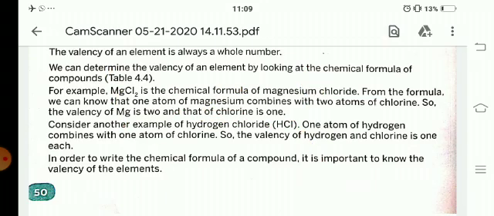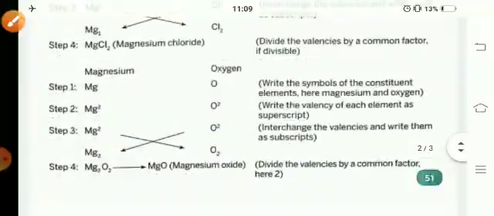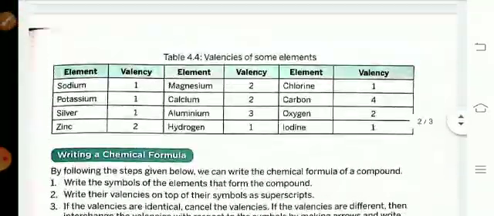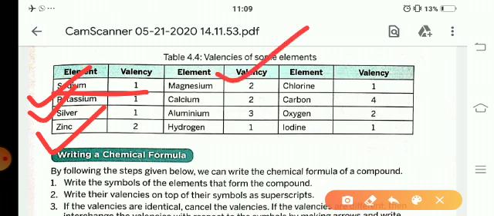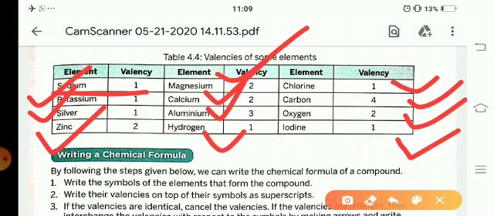Okay students, here are some examples of valency of elements. The valency of sodium is 1, potassium is 1, silver is 1, zinc is 2, magnesium is 2, calcium is 2, aluminum is 3, hydrogen is 1, chlorine is 1, carbon is 4, oxygen is 2, and iodine is 1.